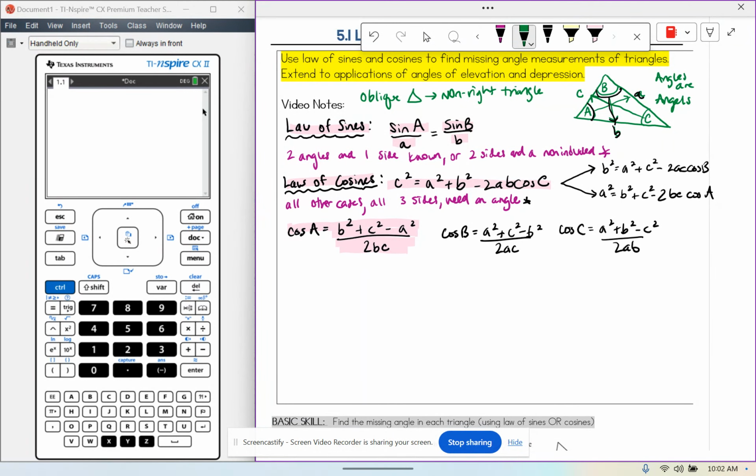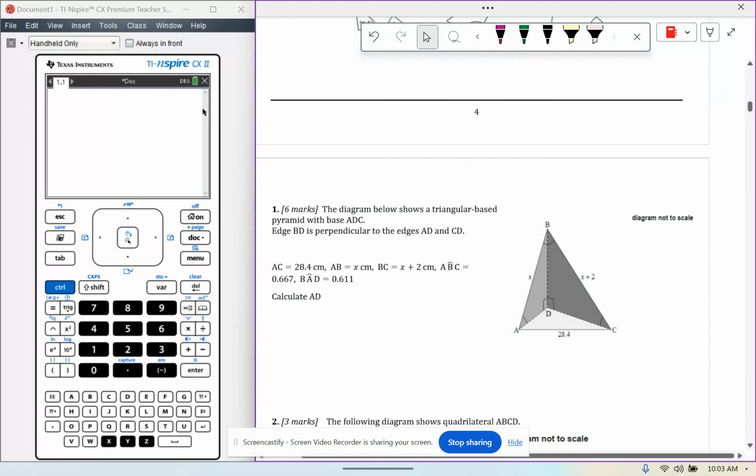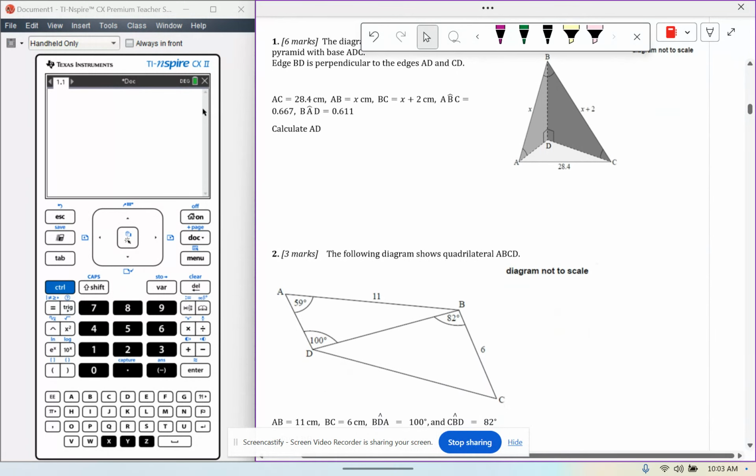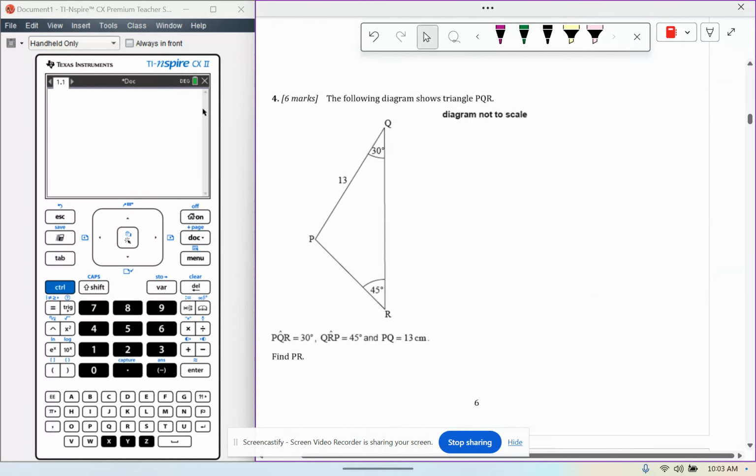Okay, so let's do some practice problems with law of sines and law of cosines. All right, let's go to, I think a really nice version, question number 9. Let's go to question number 9.